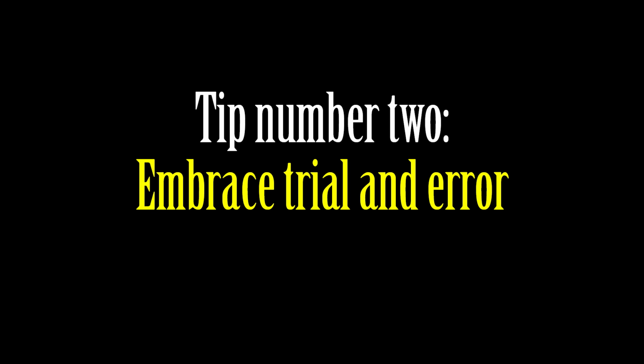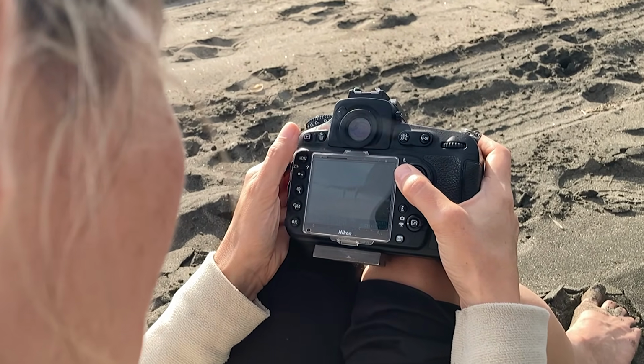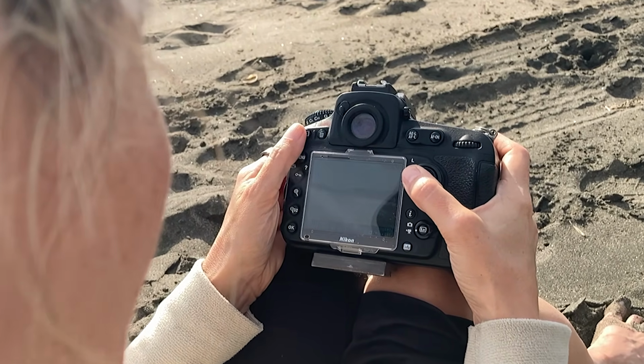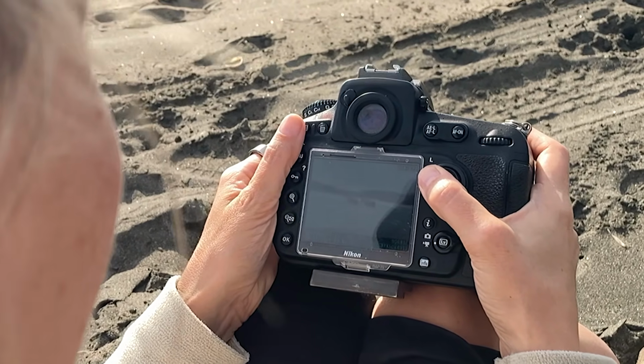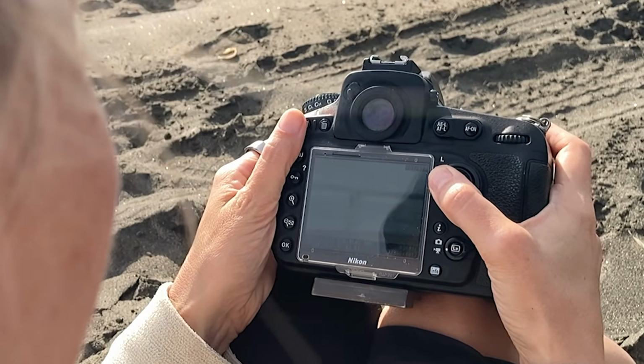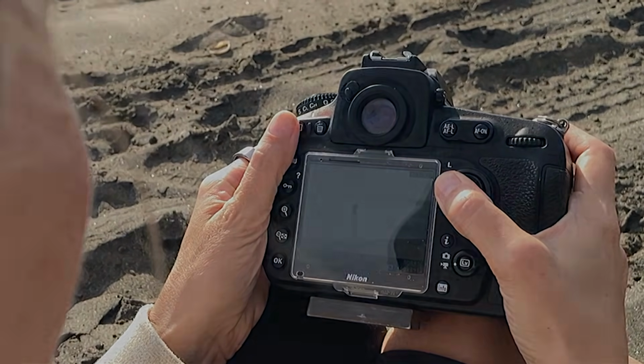Tip number 2. Embrace trial and error. Take a series of shots with varying speeds and angles. Review each photo and analyze what worked and what didn't. This process of elimination will help you fine-tune your technique and discover your unique style.